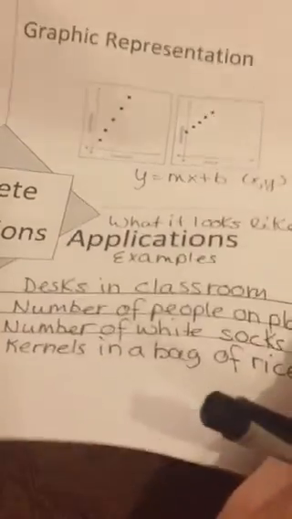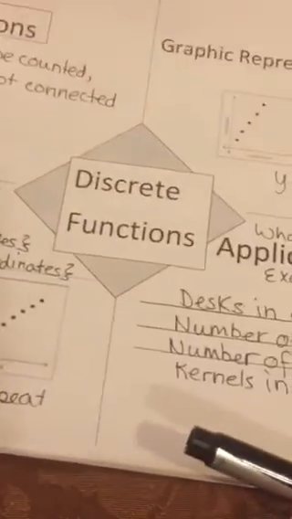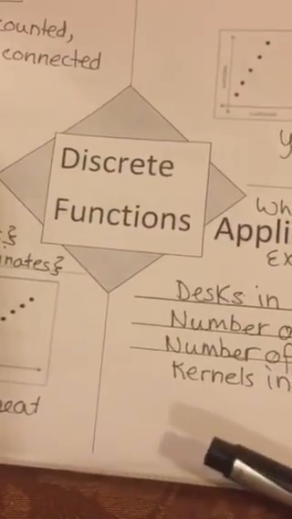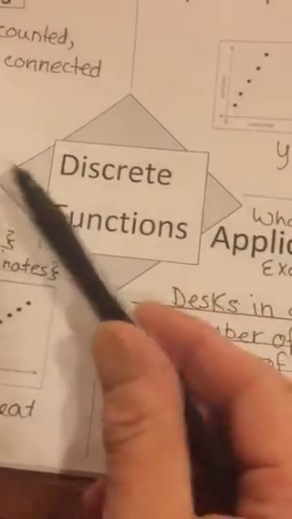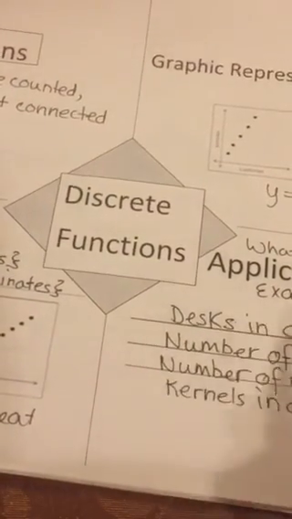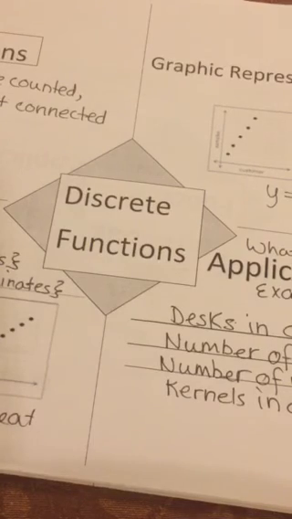So that's what a discrete function looks like. Now the other video that I'm going to post is about continuous functions. And those we know are not points. So let's see how those are in the next video.